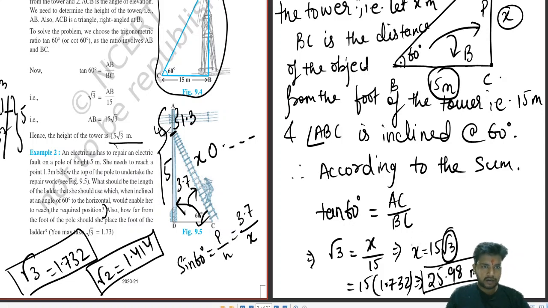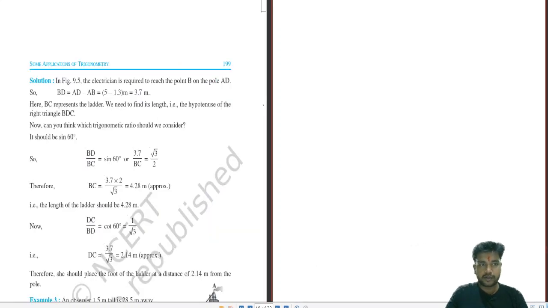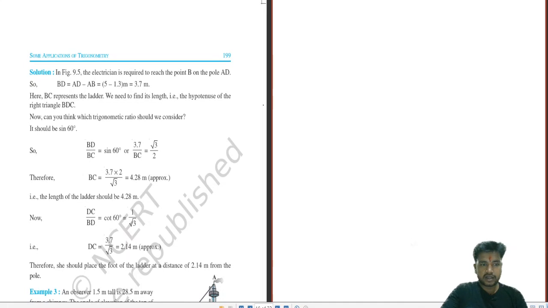Find what should be the length of the ladder. Now also, how far from the foot of the pole should she place the foot of the ladder? Means they are telling you to find DC. If you have found 3.7 and x also, you can find this too. You can use another trigonometric term. So this will be done by you. I will not explain this part because this is the same as the above example. So we will not waste time over here. We will move towards the third question.